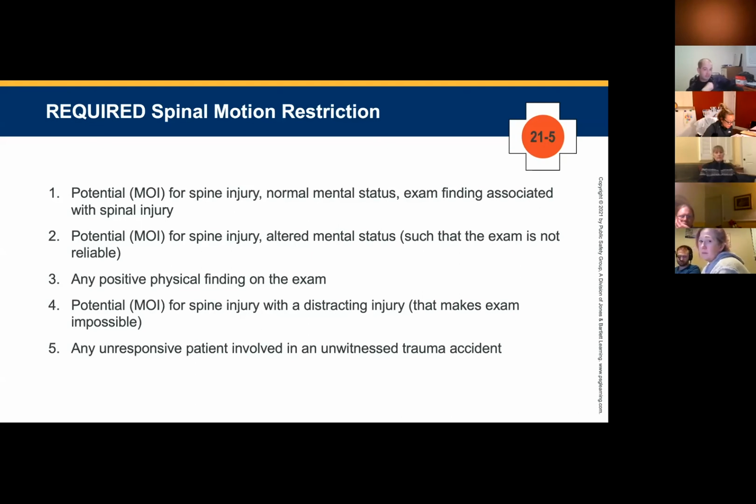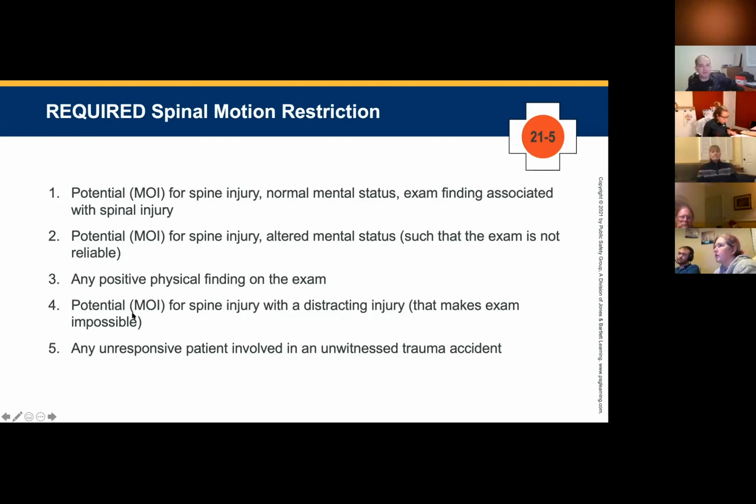Anything else that you guys can think of? The cracked helmet. Yeah, that's a good one. I like that. I heard bleeding in there. Bleeding out of the ears. Yeah, so we have Battle's sign or raccoon eyes. So bleeding to the head or a blown pupil. Blown pupil, absolutely. That leads us to suspect significant damage to the brain. Fluid coming out of the ears. Yeah, 100%. Those would all be positive physical exam findings.